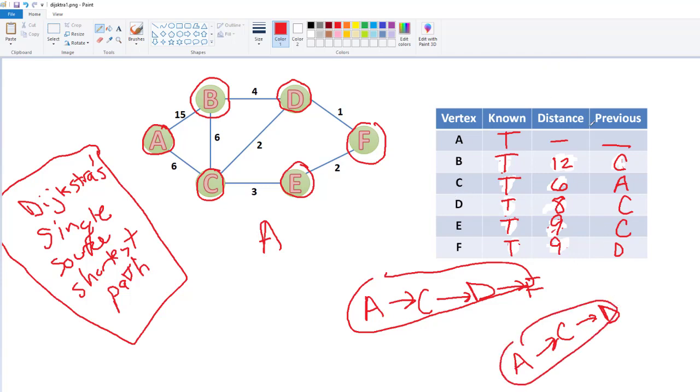So that's all. You just have to be able to run the algorithm and answer questions about distances and also the actual paths. I would highly recommend going through the algorithm and not trying to eyeball it, or you will end up with a bad solution.